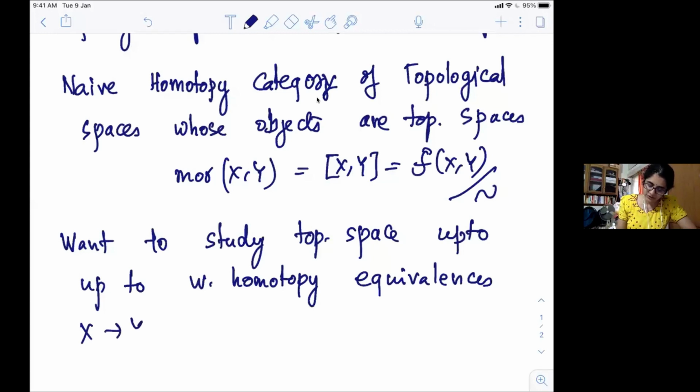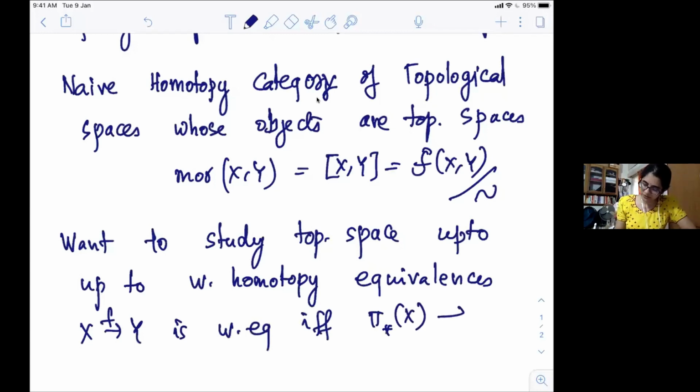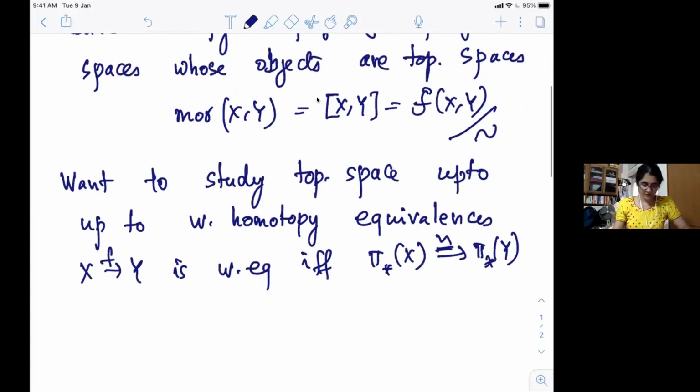So remember, what is a weak homotopy equivalence? X to Y is a weak homotopy equivalence if and only if the homotopy groups induce isomorphisms at all levels. Okay, so there's an isomorphism of homotopy groups. But this doesn't really give you a map. There is no map back. Okay, so we cannot talk about the homotopy category in this sense.